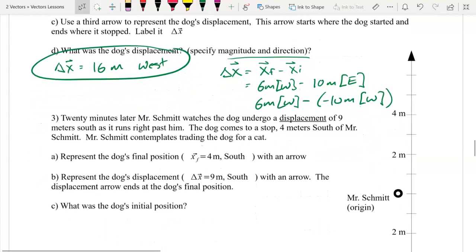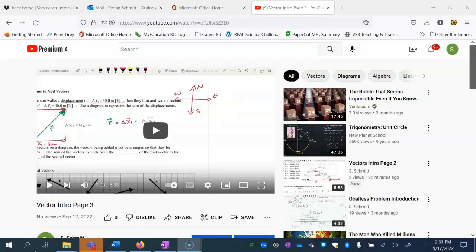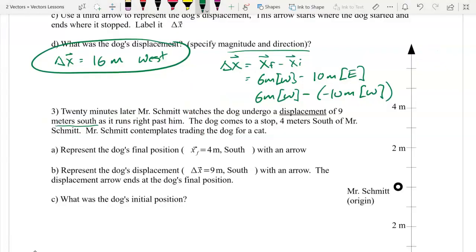Next example here. Twenty minutes later, Mr. Schmidt watches the dog undergo a displacement of 9 meters south as it runs past him. So here we have the displacement, and the dog comes to a final position, or a stop, at 4 meters south. So that is the final position.